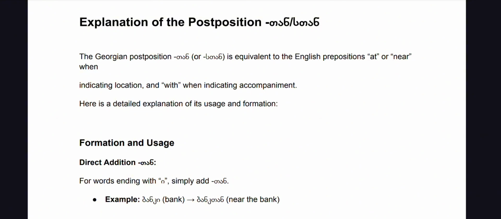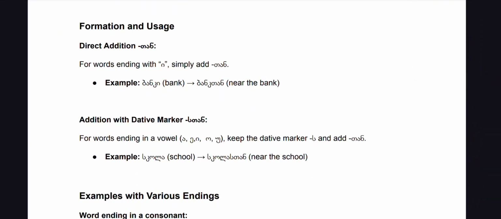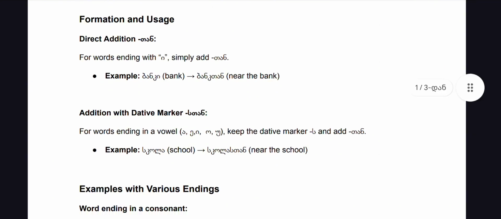So if you have a place, it means at this place or near this place or at someone's place. But if it's with a name, it can mean with. For example, banki means a bank. But if you say bankatan, by adding tan, it becomes near the bank.